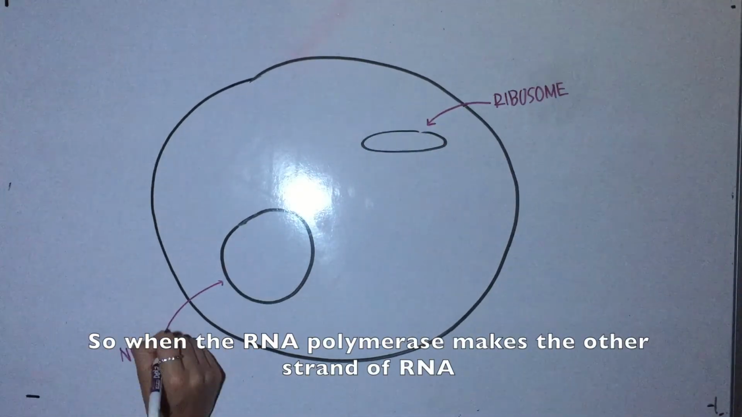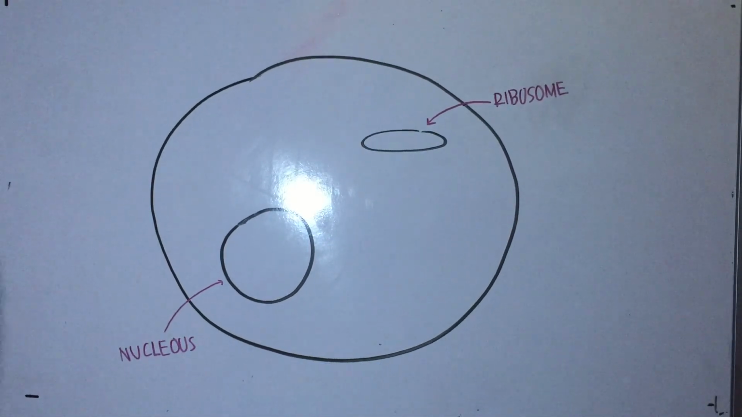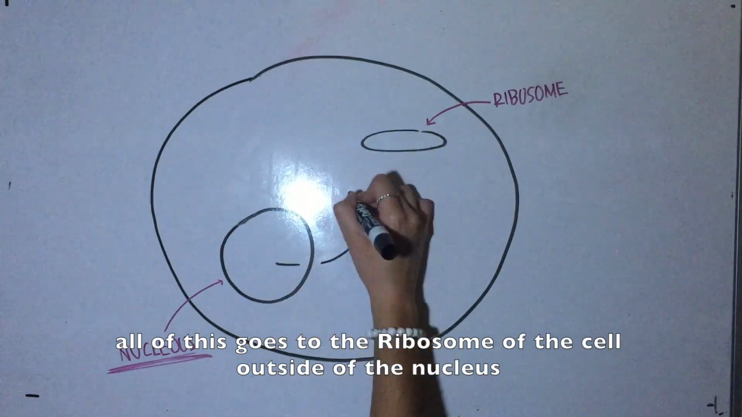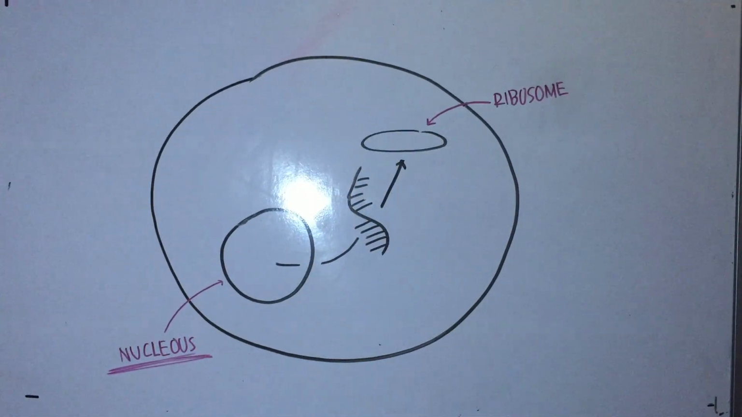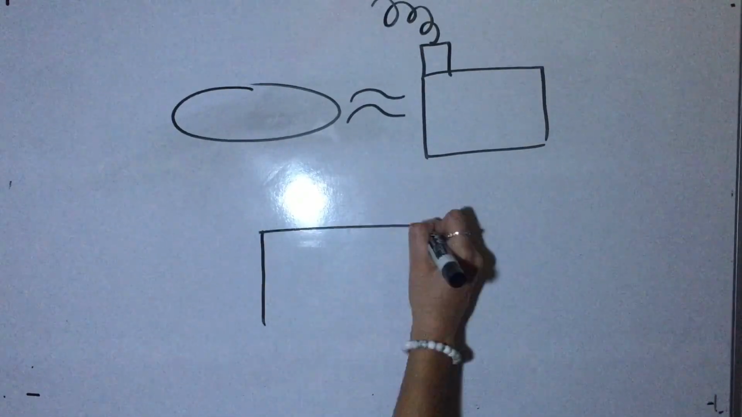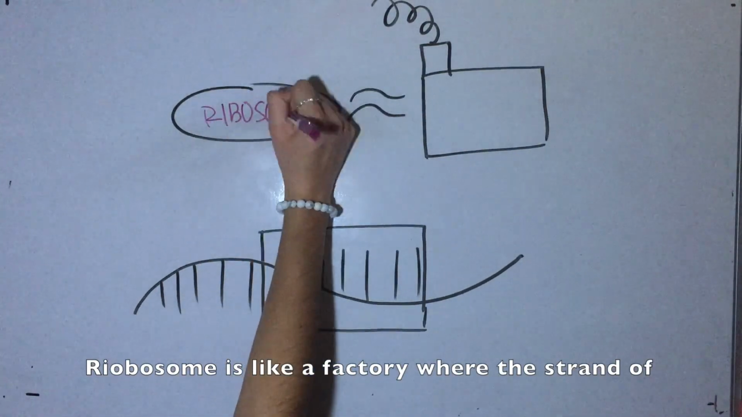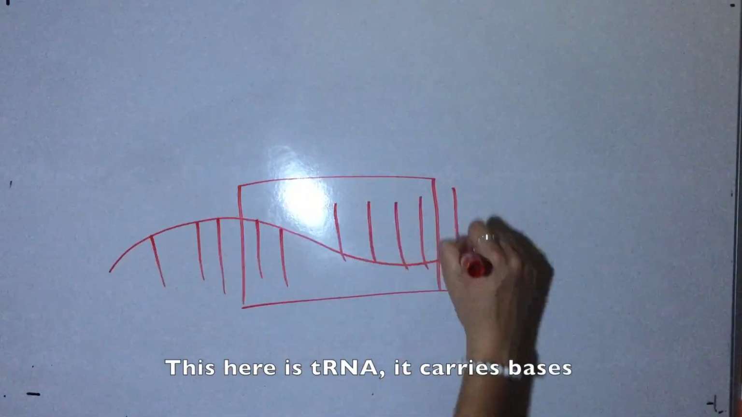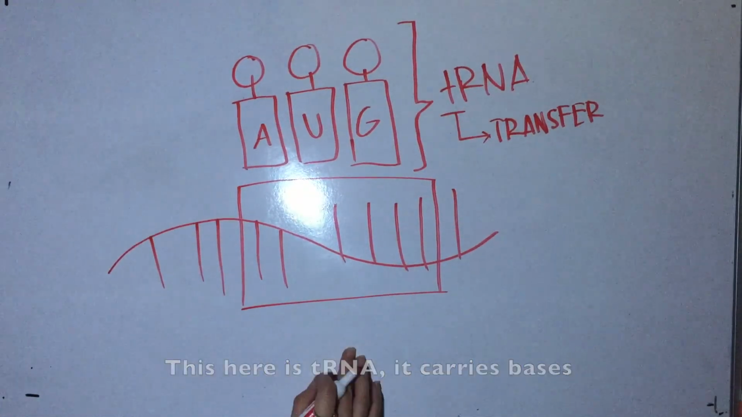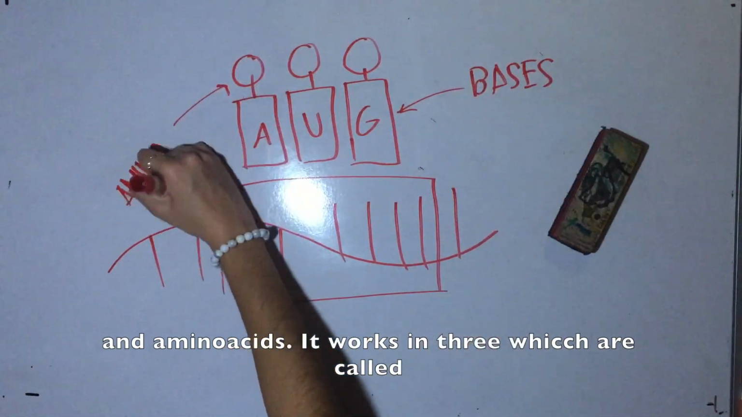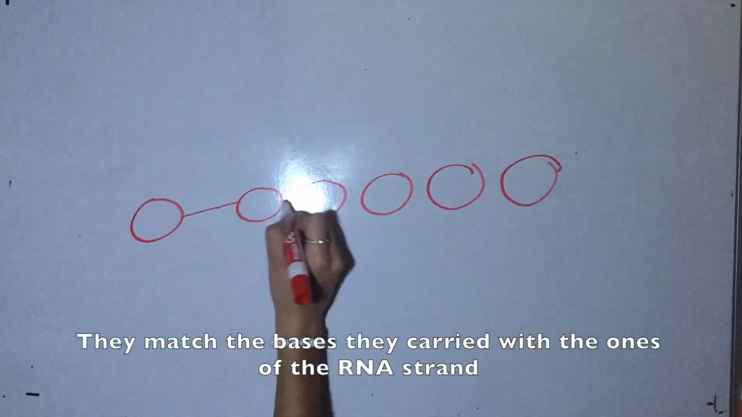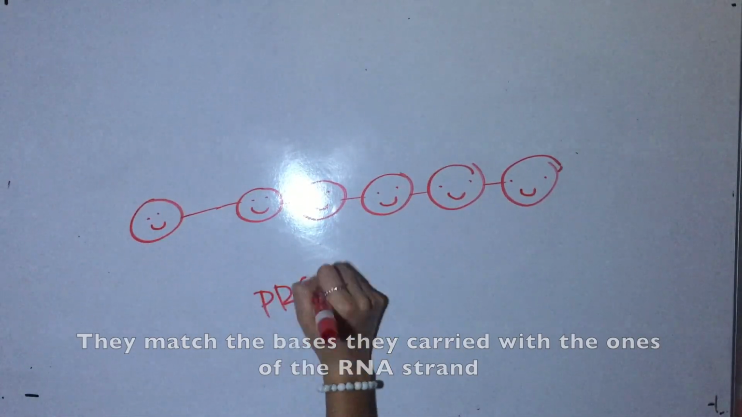When the RNA polymerase makes the strand of RNA, it goes to the ribosome, outside of the nucleus of the cell. The ribosome is like a factory where the strand of mRNA goes through. This here is a tRNA. It carries bases and amino acids and works in threes, which are called codons. They match the bases they carry with the ones on the RNA strand.